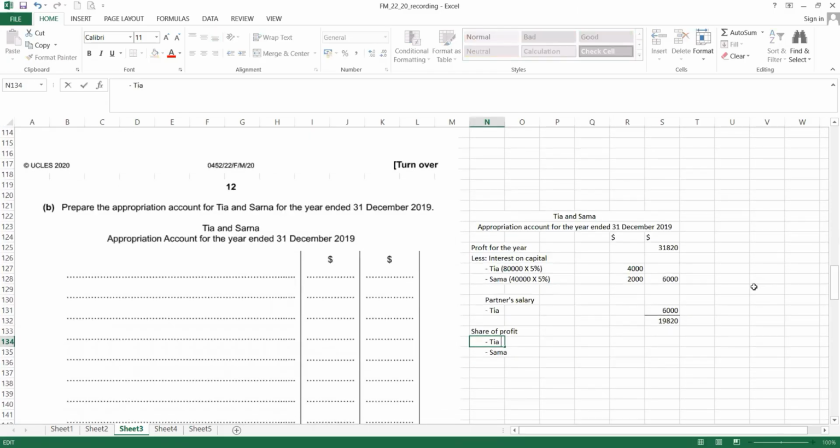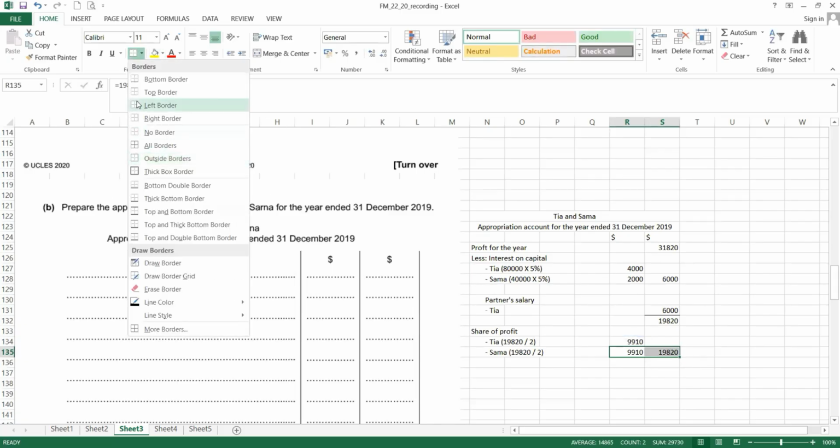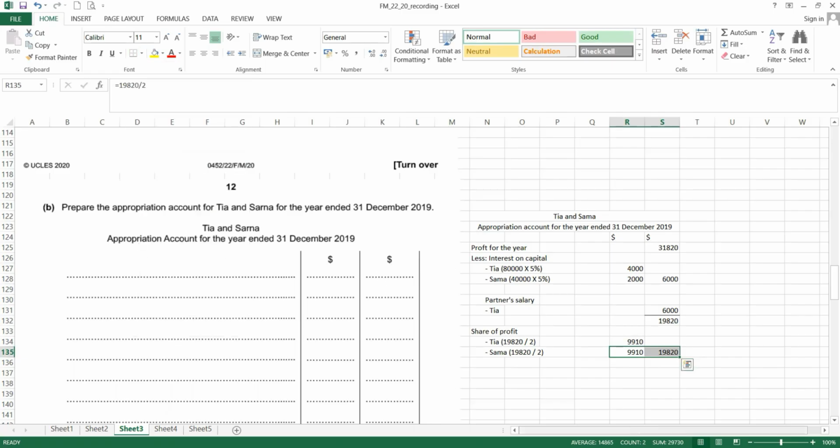Show your working, how you get it. 19,820 divided by 2. Okay, so this one, 19,820 divided by 2. So we put in 19,820 divided by 2. So each will get 9,910, and put the subtotal in here. So this account is considered done, the appropriation account. Even though they say appropriation, it is a statement format. This is called statement format.